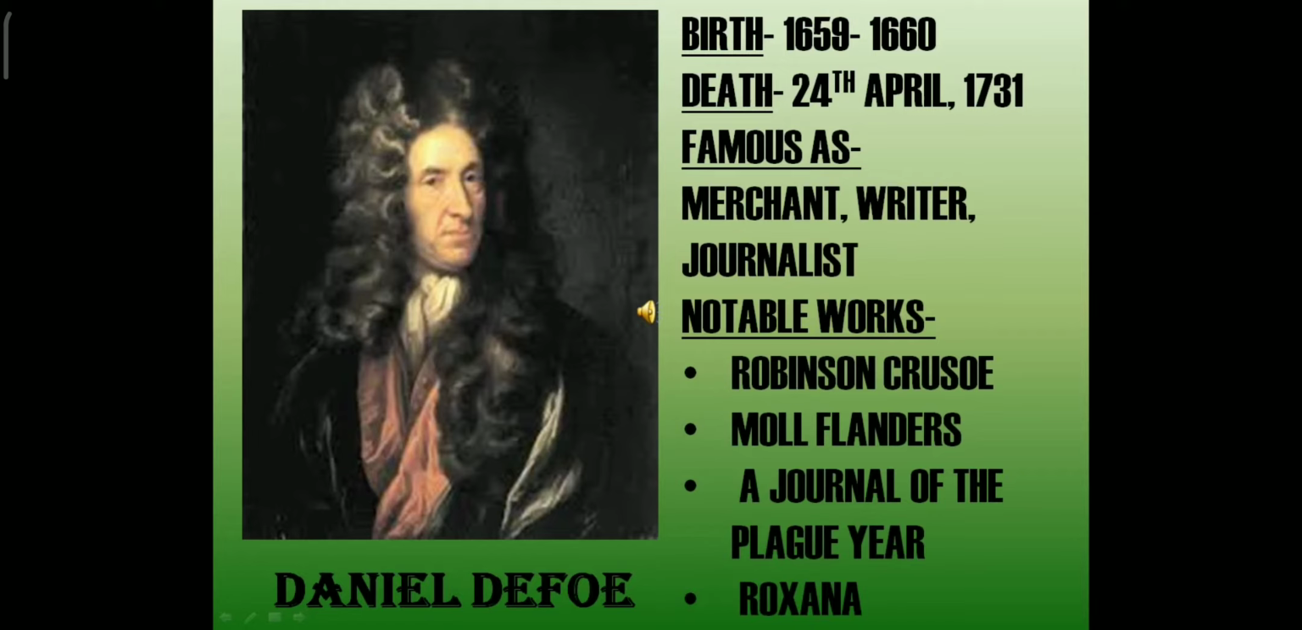You know who a merchant is and who a journalist is? If you don't know, open your dictionary and write the meaning in your vocabulary copy. Some of his notable works are Robinson Crusoe, which we are going to read now. Next is Moll Flanders. Another is A Journal of the Plague Year, and another one is Roxana.